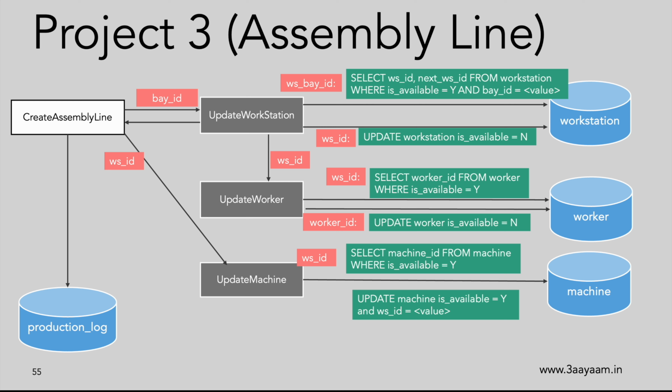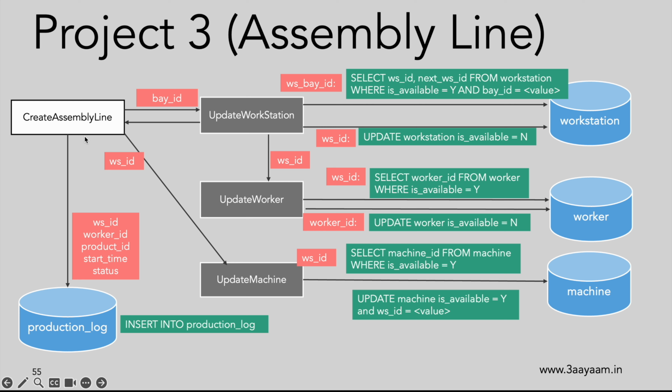And once everything is done, an entry would be made in the assembly line table. Followed by that, another entry would be made in the production log table with workstation ID, worker ID, product ID, start time, and status as the values. Using these values, we'll insert a record into the production log table. So this is the component that I'm going to implement right now.